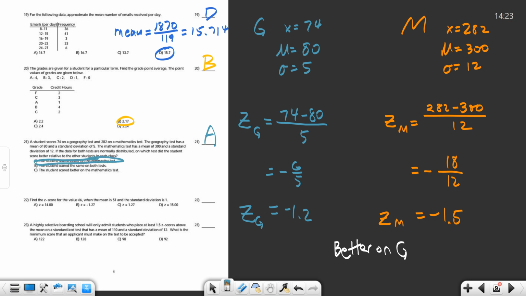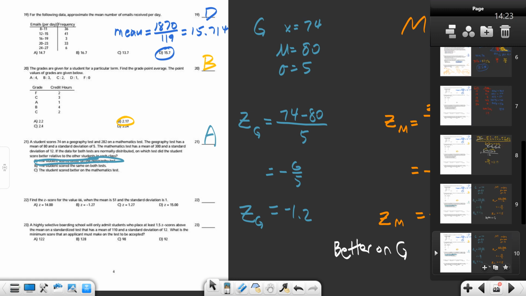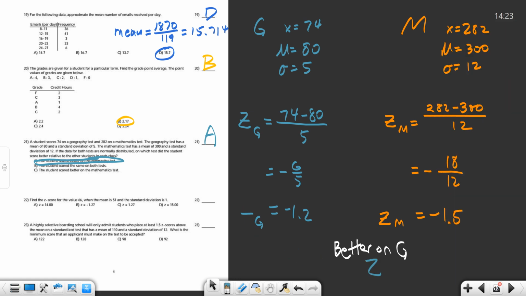You can't read it when I do that. Find the z-score for the value 66 when the mean is 51 and the standard deviation is 1. So let me go ahead and copy this page again. And then let me come through here and do this again. Oh, I'm just moving the z.